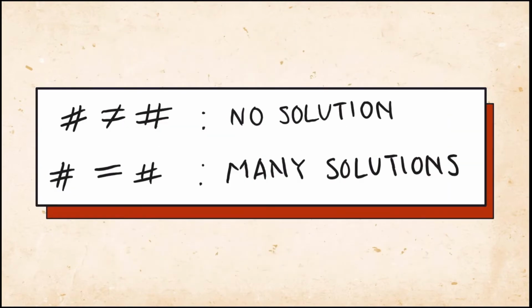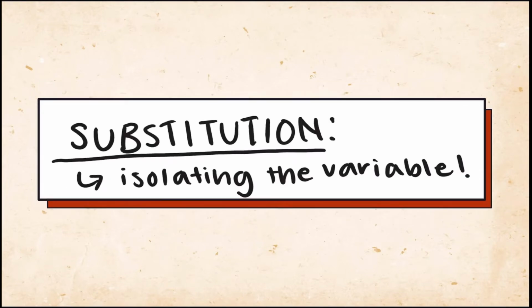We also need to remember that if there are no variables left, a number cannot equal a different number. So 6 is not equal to 5 means there is no solution. However, if the same number is equal to the same number, it means there are many solutions. So 6 equals 6 means many solutions. You can also solve a system of equations through substitution. This means we need to isolate the variable.